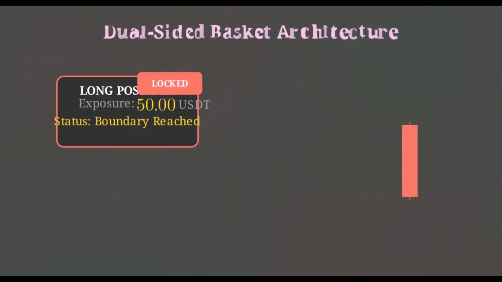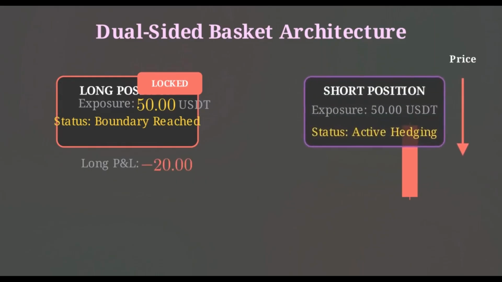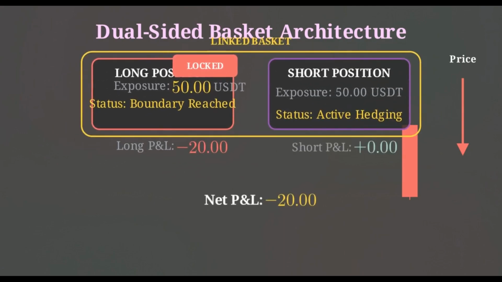This UI illustrates the dual-sided basket. When the primary position goes into drawdown against the macro trend, the system executes the opening of a counter position to neutralize risk and lock paper losses. The primary and counter positions are now permanently linked and managed together as a combined basket.